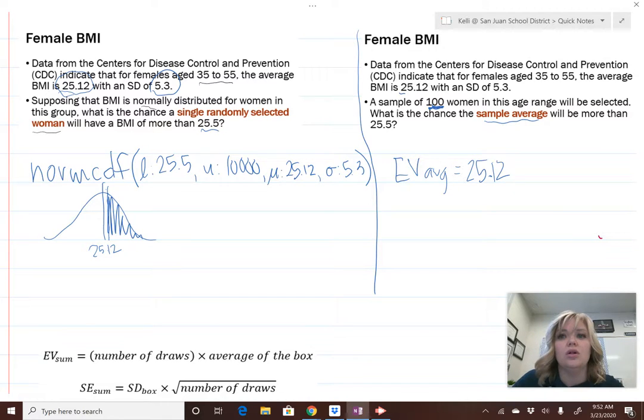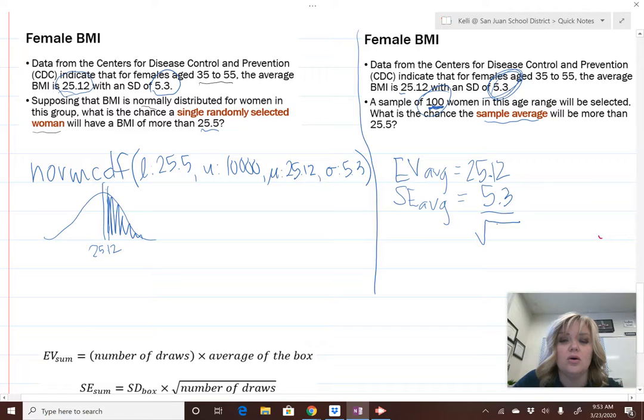But the thing that will change is how much we are off by, which is the SE average, or the standard error. So then that will be the SD of the population, or the SD of our box model, divided by the square root of our sample, or the number of draws. So we're actually going to divide it by 10, so then it'll be 0.53.